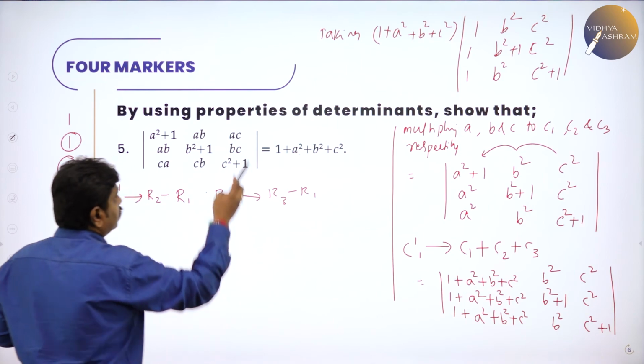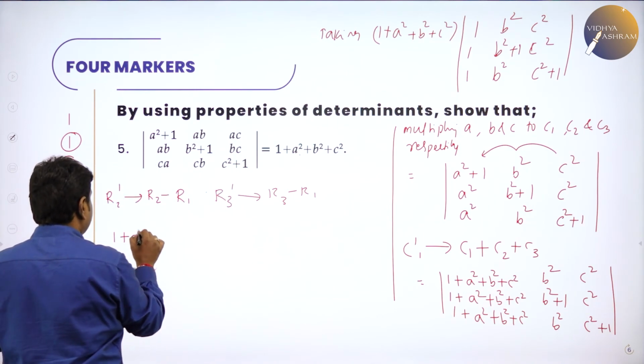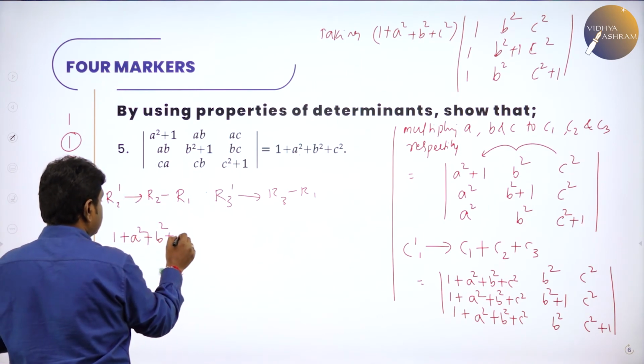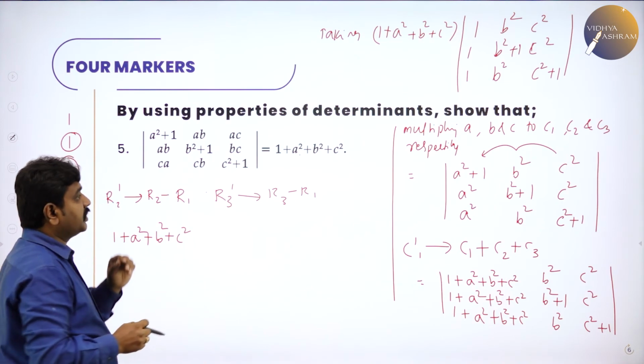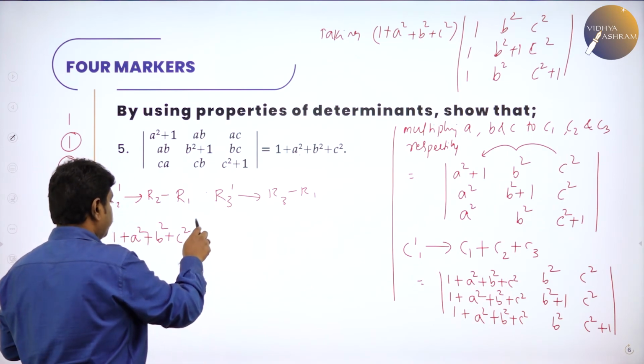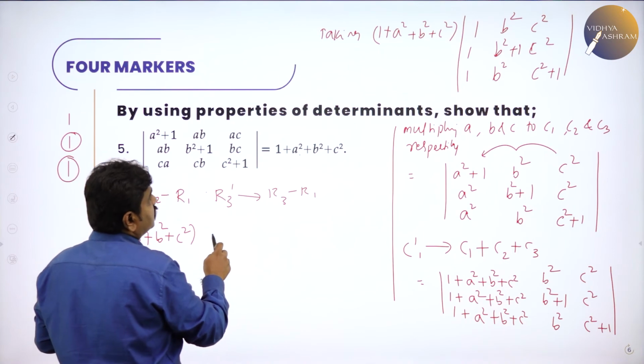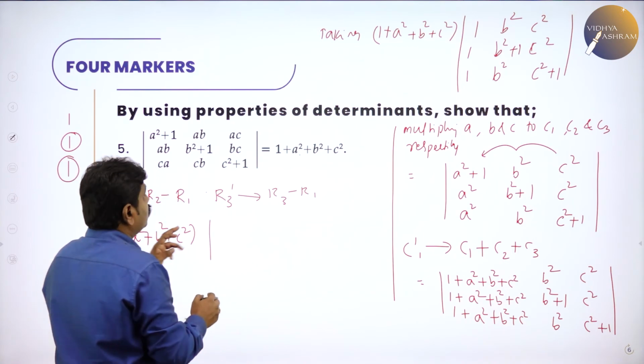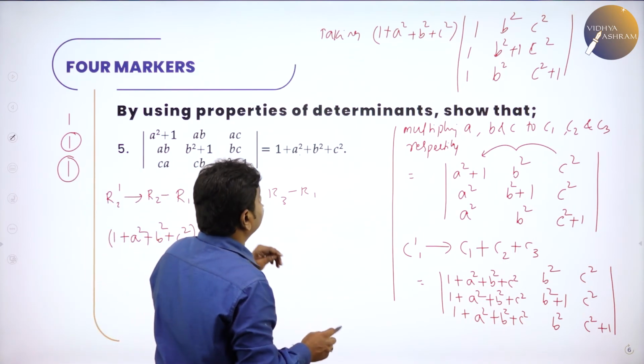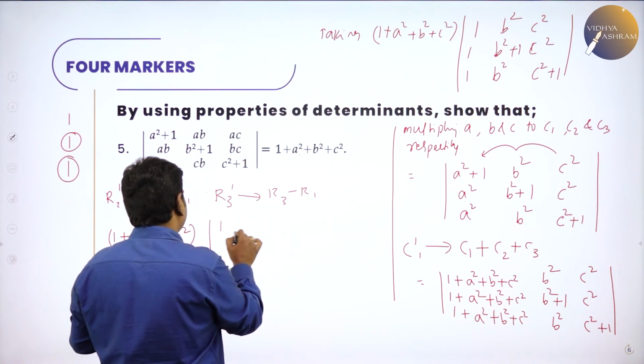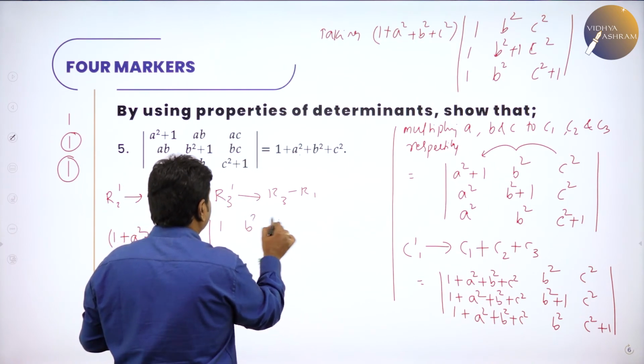So then I'll write 1 plus a square plus b square plus c square as it is. And the remaining part, what is the remaining part? This I'll write as it is. Remaining part we have to do R2 minus R1. R2 dash is R2 minus R1. First row let me write as it is, 1, b square, c square.